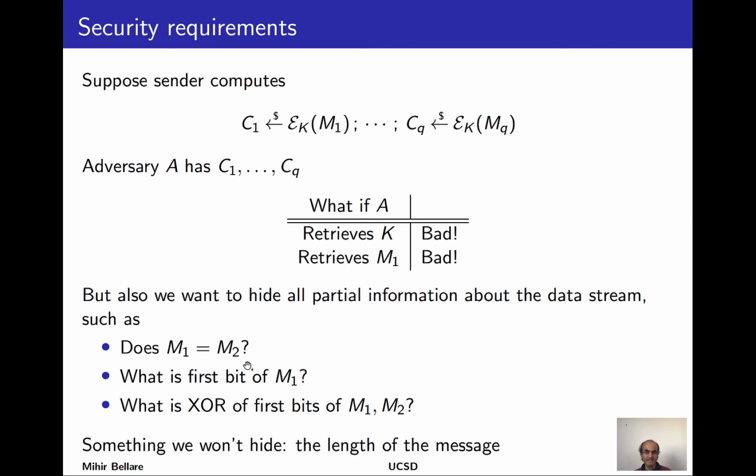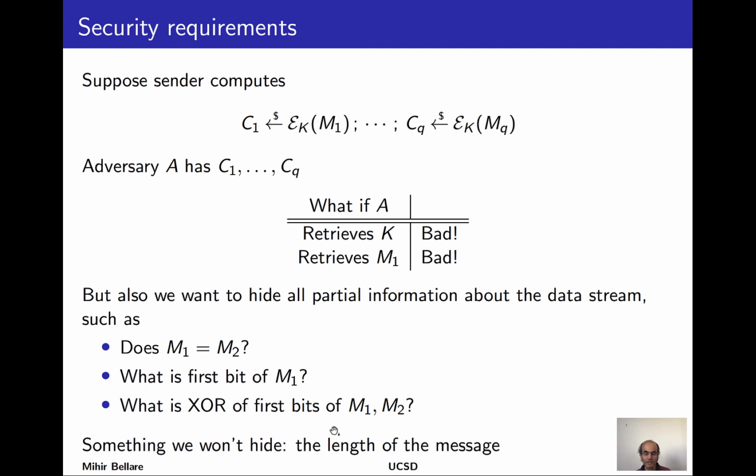But we've already seen that if it can just determine whether two encrypted messages are the same, we have a problem in the voting application. So ideally, a good encryption scheme will hide something like that. It should also hide things like partial information about the data. What is the first bit of the message? Even functions of the data. What is the sum of the first bits of two different messages? And so effectively, somehow we're looking for a way to hide everything.